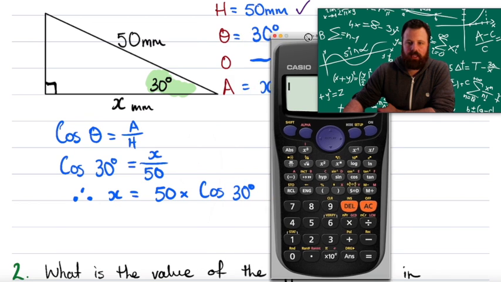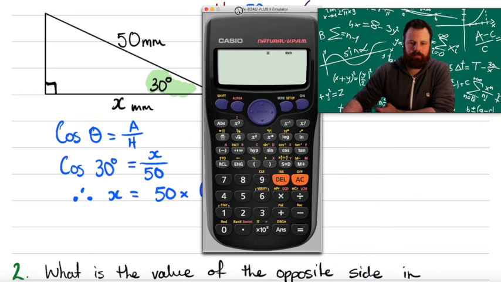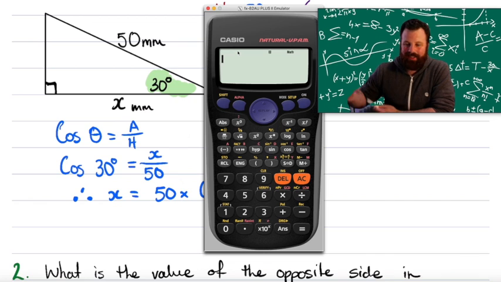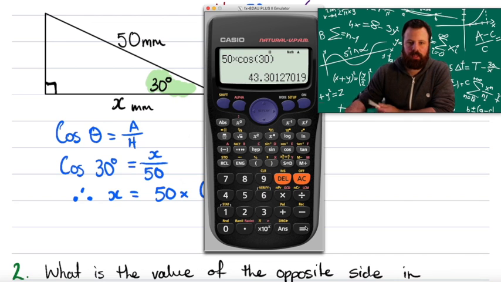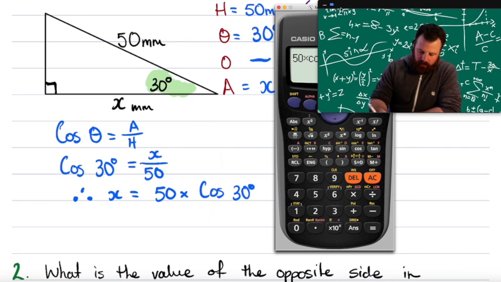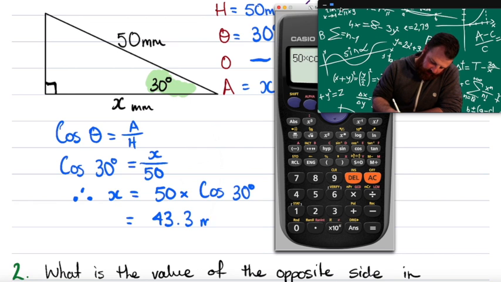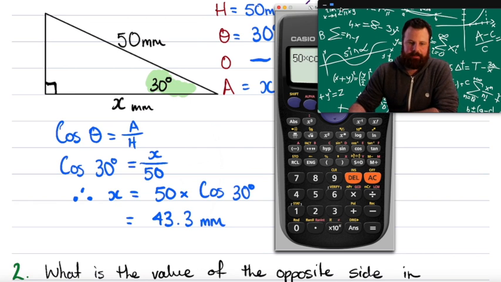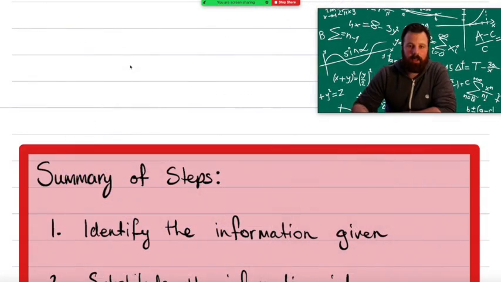Then if we grab our calculator out, I'm going to type on my calculator exactly that. 50 times cosine of 30. And I press equals. And what we get here is 43.30. Now the question didn't tell me how many decimal places to round it to, so I'm going to pick 1 for this question. So x is going to be equal to 43.3 millimeters in length. Okay?